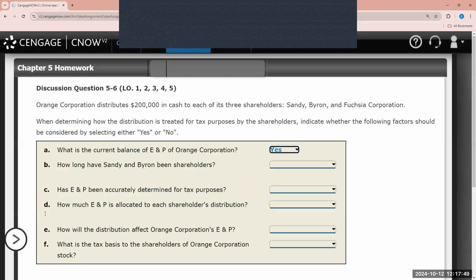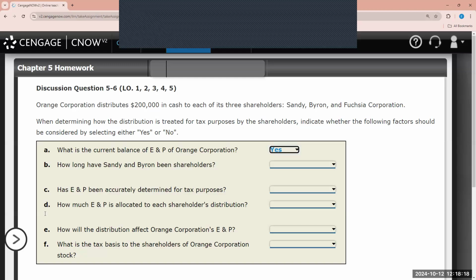And in such case, then again, as mentioned earlier, distributions are treated based on a three-tier structure. First is treated as dividends, then it would be treated as a return of capital, which would reduce the stock basis to zero. And if there is still an excess distribution, that excess amount would be treated as a taxable gain. So yes, this would essentially be a factor.